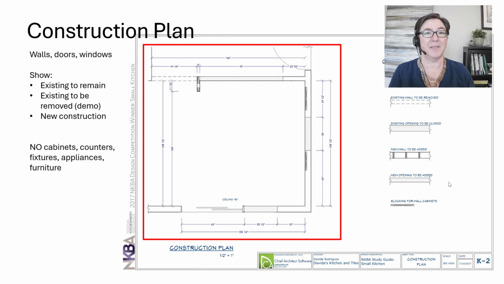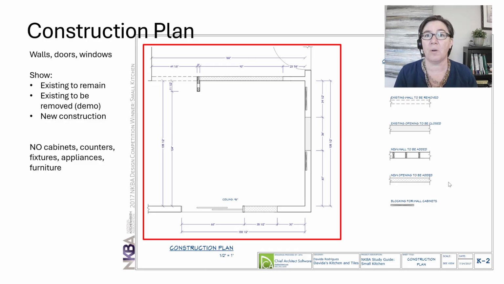Let's talk about the NKBA graphic standards for a construction plan. A construction plan is a drawing showing the changes of construction. This will be the only place in your set where you see what was existing and is now being changed. So you can think of it as the existing demo plan plus new walls, doors, and windows.